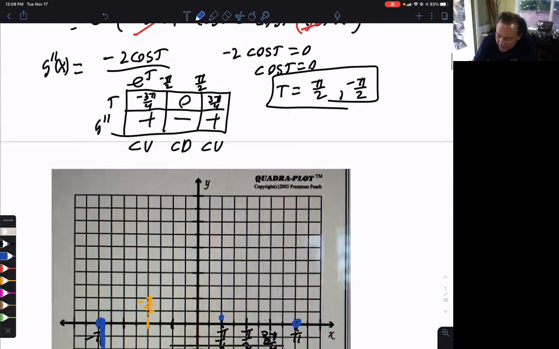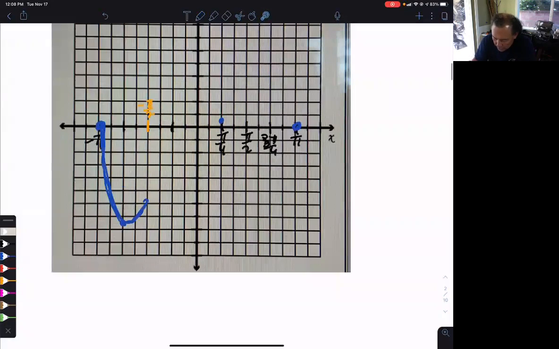Then from negative pi over 2 to pi over 2 is concave down. Well, pi over 2 is right here. So in this region, we need concave down, but that's a relative max. So we're going to be concave down, but a relative max. We're going to look like that. And this is the inflection point where concave up meets concave down. So I'm going to do that. So it's going to look like that.